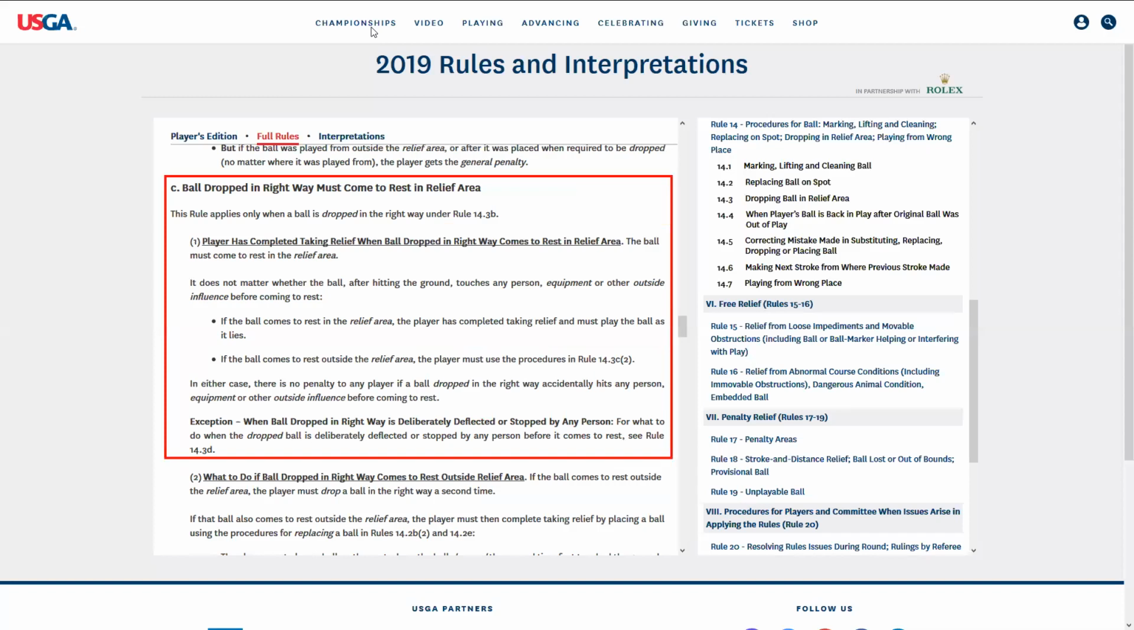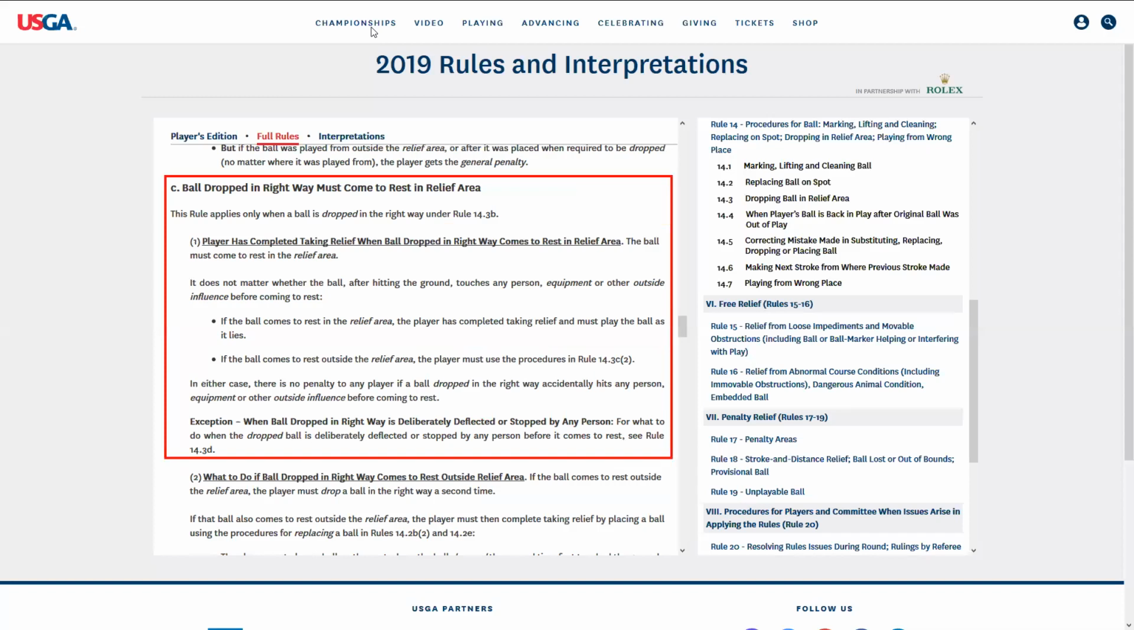Exception. When a ball dropped in the right way is deliberately deflected or stopped by any player. For what to do when this happens, see the next rule that we're going to go over. So again, we're assuming that the player is accidentally doing something. But if the player puts their foot in a position such that they know the ball is going to hit it, such as being slightly downhill, then it's going to be considered a deliberate deflection. So we're going to go over this in just a minute.